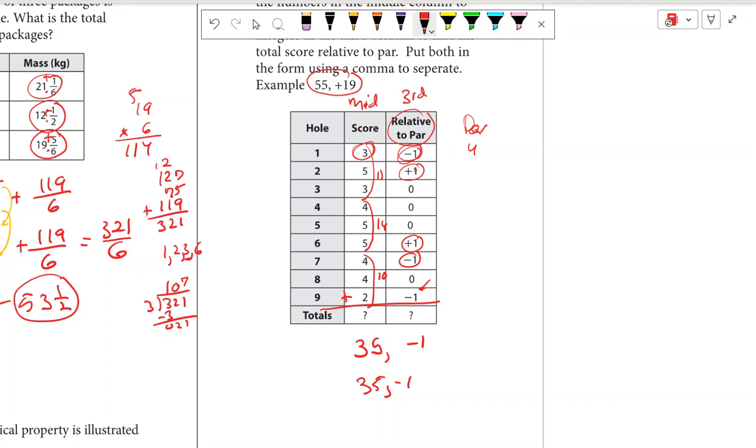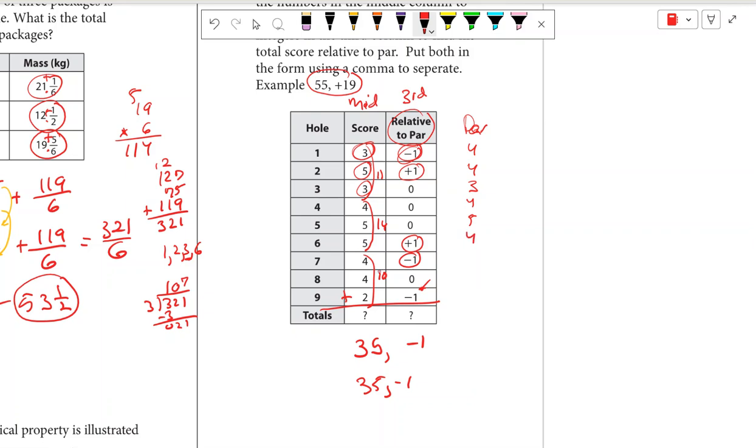On hole number 2, since it's +1, he got 1 over and he shot a 5, so it's another par 4 hole. He took 1 more stroke than allotted. It's a 0 here, so he did it in 3 and he wasn't over or under par, so he made par. So the par on 3 was 3. The par on 4 was 4, so it's 0. The par on 5 was 5. The par on 6 is 5, but he went +1, so it's probably a 4 par.